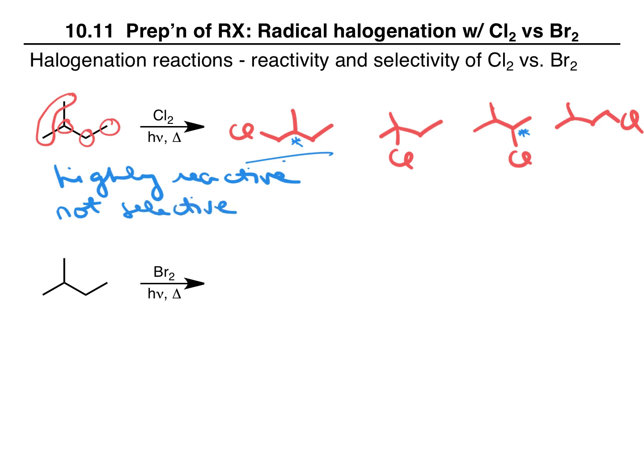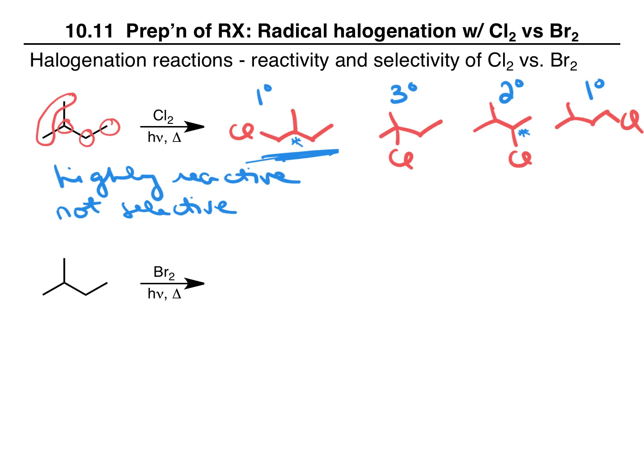So keep in mind, this product is formed via a primary radical. The second product is formed via a tertiary radical. The third one is formed through a secondary radical, and the fourth one is formed through a primary radical. Now, tertiary radicals are more stable than secondary, which are more stable than primary. So in terms of rate of reaction, it's going to be faster to make a tertiary radical than it is to make a secondary, than it is to make a primary.